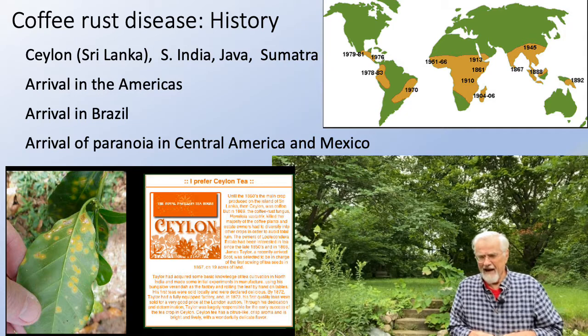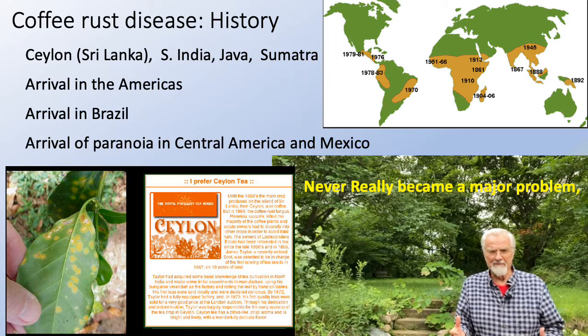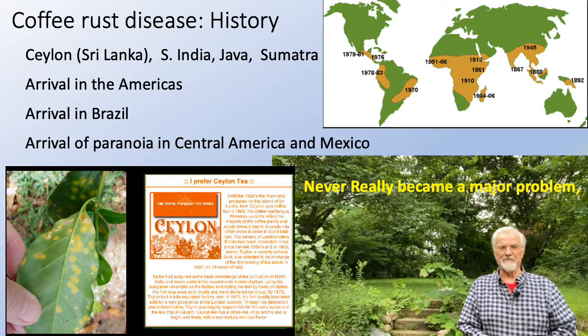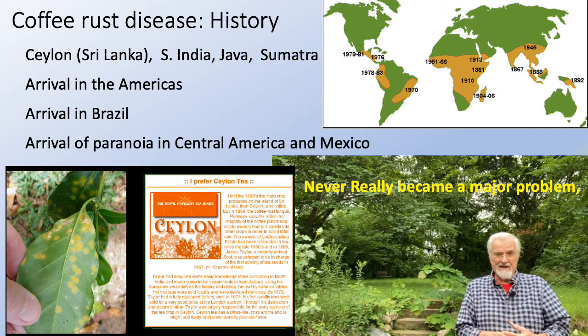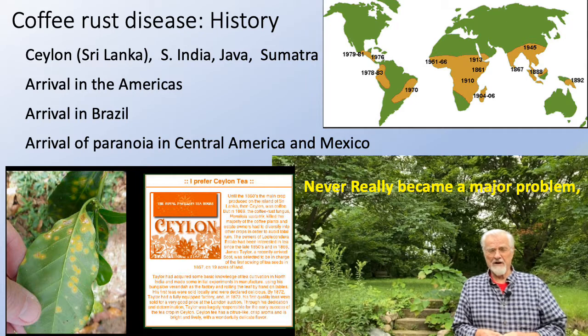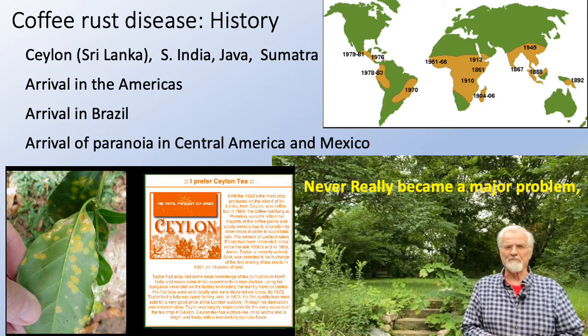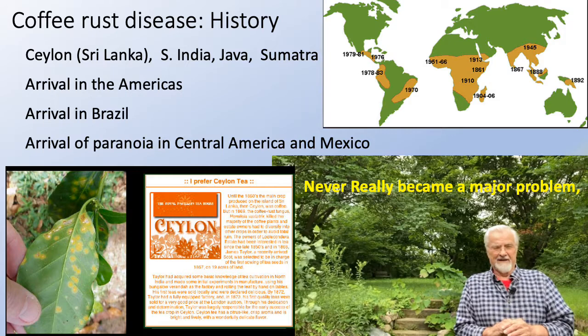Now, it turned out that it never became the kind of problem that people were so worried about. That is, it was a problem. Nobody liked it. Nobody wanted to have the coffee rust on their farm, but it really didn't decimate the coffee industry in Central America like it devastated the coffee industry in South Asia before. And so it became kind of a nuisance more than a real big problem. And this was the time when I would argue that this is exactly the kind of example I was talking about before when I talked about studying things that are not problems.